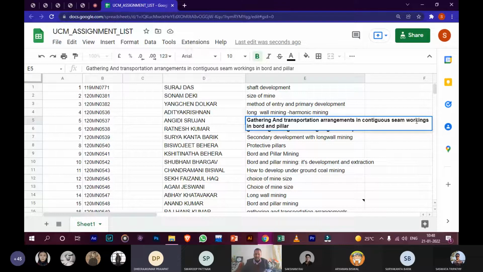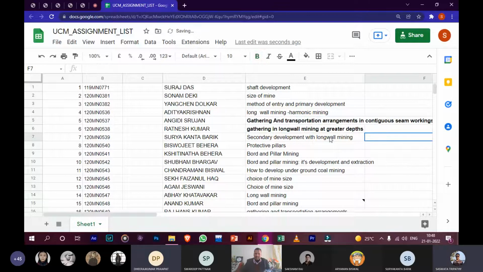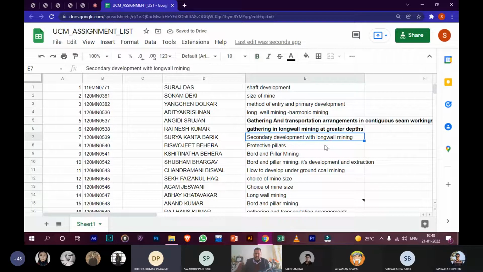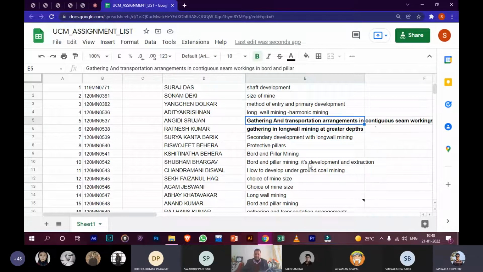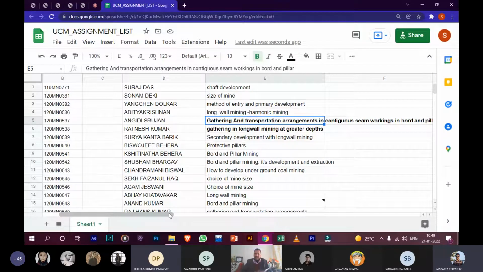Don't cut it entirely. Keep whatever they have given. Then by the side of it you write, so that we are not disturbing their topic. For him, this is longwall and at deep covers. And for Angadi, it is board and pillar and contiguous seams.